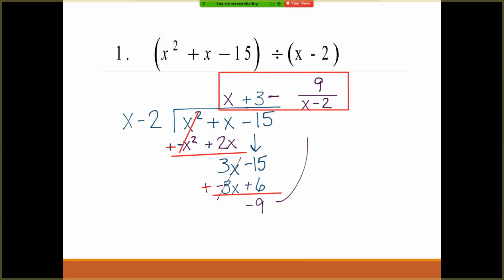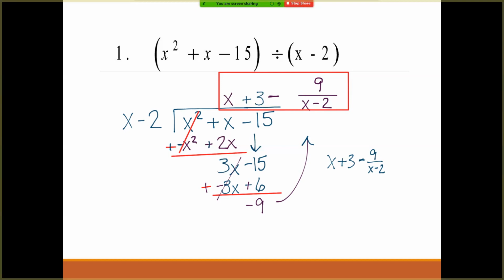So sometimes I have students who rewrite them x plus 3 minus 9 divided by x minus 2. You can rewrite it, but you don't have to. As long as your work's organized enough that I could see your answer. Box it, circle it. Questions on this one?